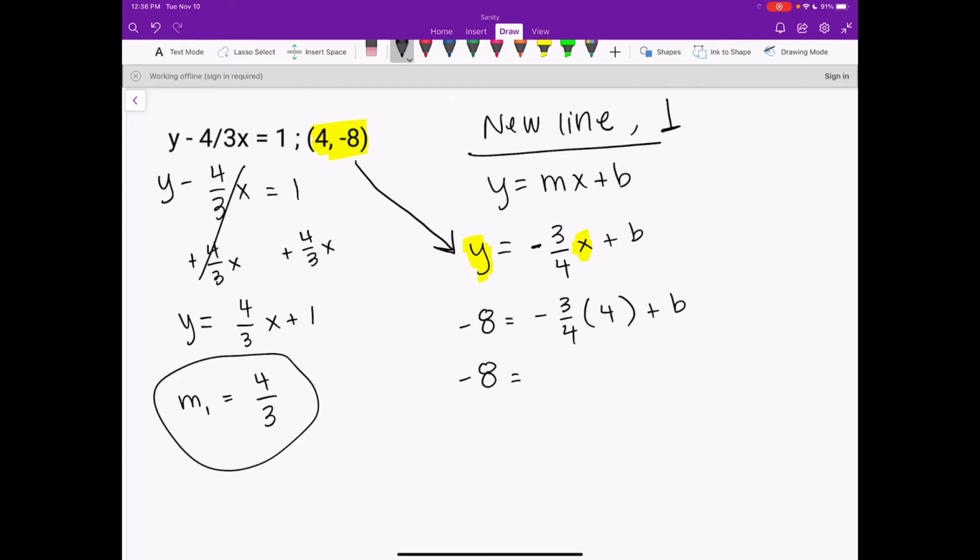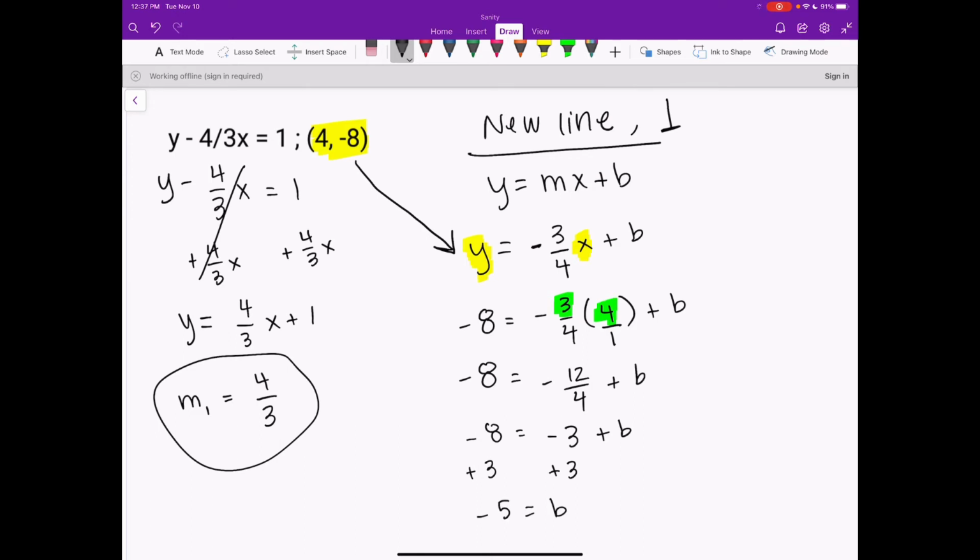So I'm just going to quickly multiply here. -8 equals negative 3/4 times 4. You can see that the 4 on the bottom and multiplying by a 4 on the top are going to cancel each other out. We're going to be left with -3, or we could just multiply straight through. We'll still get left with -3. So multiply fractions straight across: 3 multiplied by 4 is going to give me -12 over 4, plus b. Simplify that down. There we go. We still have that -3 plus b. Last step, I can add 3 to both sides, and I'm going to get that b equals -5.